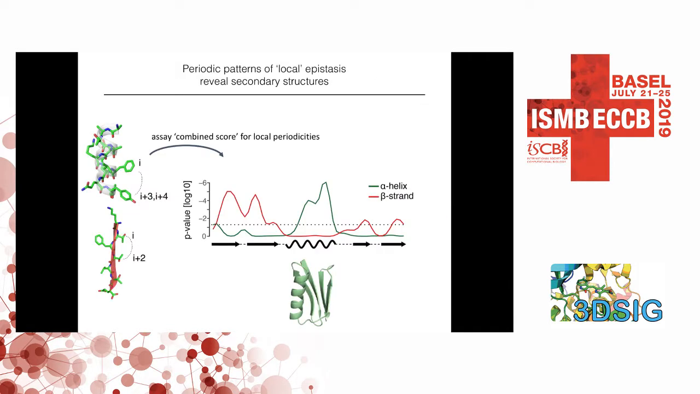So first off, we can ask, from this combined score, can we learn anything about secondary structures? And here the expectation is that in an alpha helix, a position should interact with its 3rd or 4th order neighbor due to the periodicity of the alpha helix, while in the beta sheet we expect that a position would interact with the 2nd over neighbor. And indeed, if we assay our score for these local periodicities between close-by positions in the structure, we find that we can accurately detect the location and the extent of secondary structures in the GB1 domain.